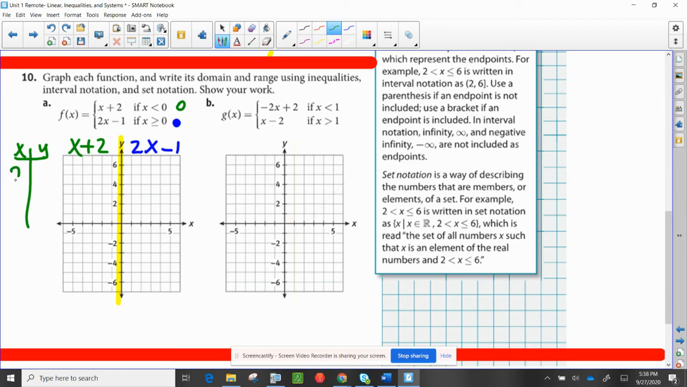So my fence is 0. If I plug in 0, what do I get? I get 0 plus 2, which is 2. So on that value, I'm going to put an open circle. Okay.